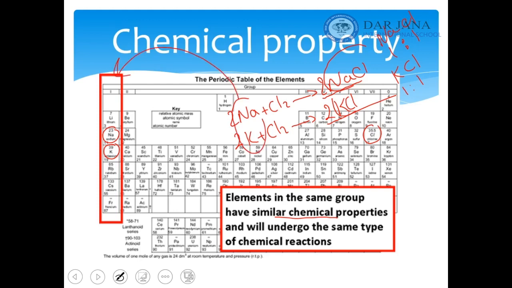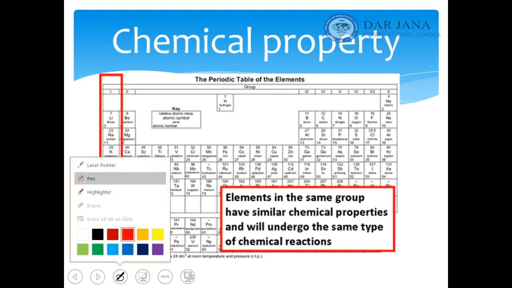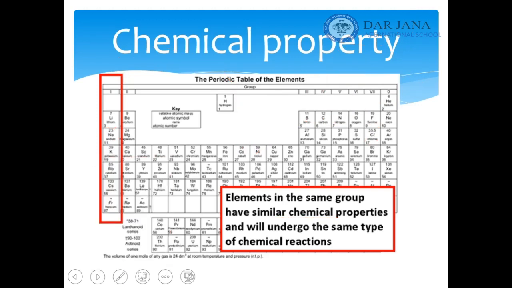Okay, same goes for other elements like magnesium. So Mg plus Cl2 will give MgCl2, so the ratio is 1 to 2 here, and Ca plus Cl2 will give CaCl2, calcium chloride, so 1 to 2, the same ratio because these two elements belong to the same group.